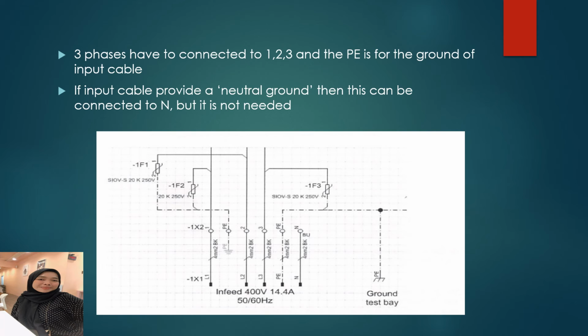For the trace power cable circuit, the three phases have to be connected to 1, 2, 3 and the PE is for the ground of the input cable. If the input cable provides a neutral ground, then this can be connected to N, but it is not needed. The picture is for the trace power cable circuit.